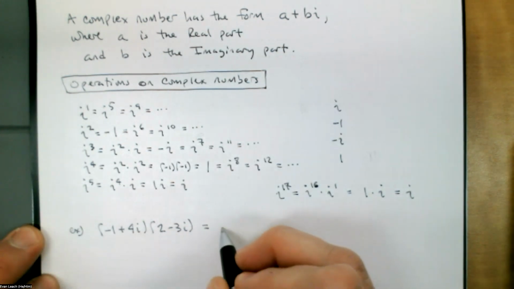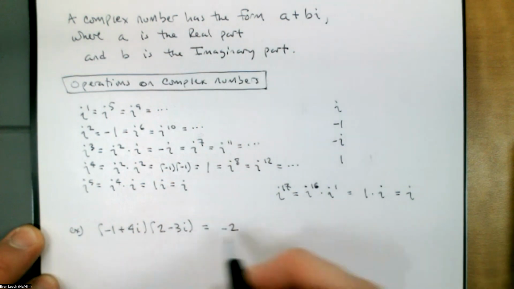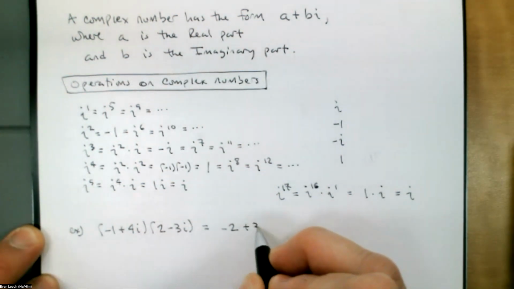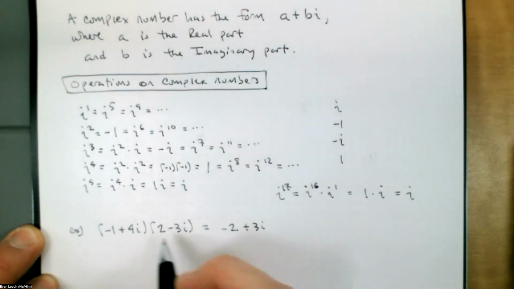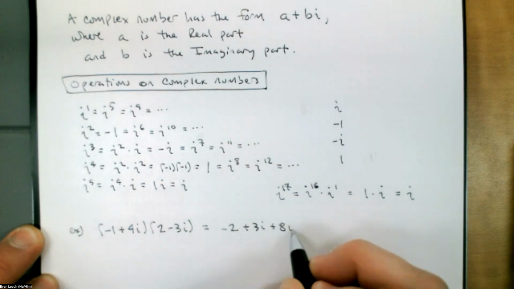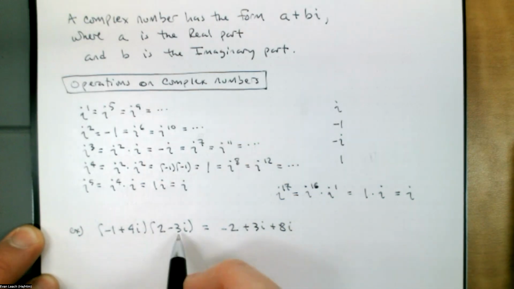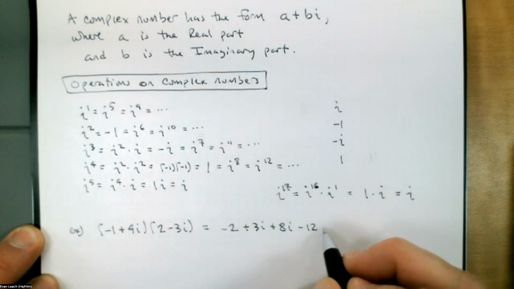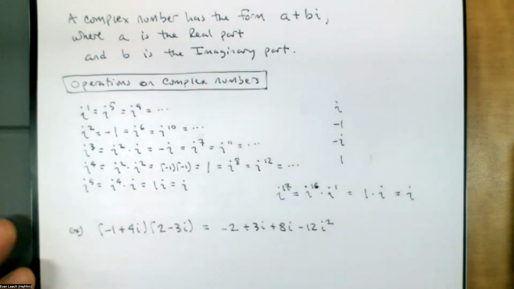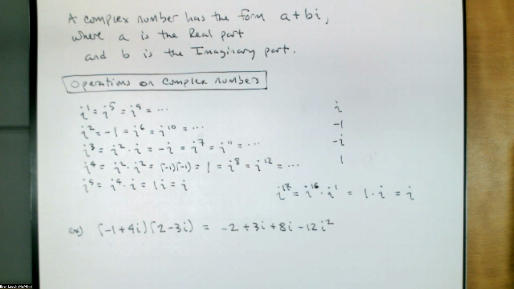-1 times 2 is -2. -1 times -3i is +3i. 4i times 2 is 8i. 4i times -3i is -12i squared. Just like we would if they were polynomials. I've got a 3i and an 8i, that's going to make an 11i.